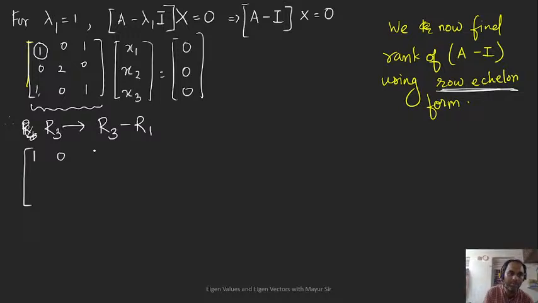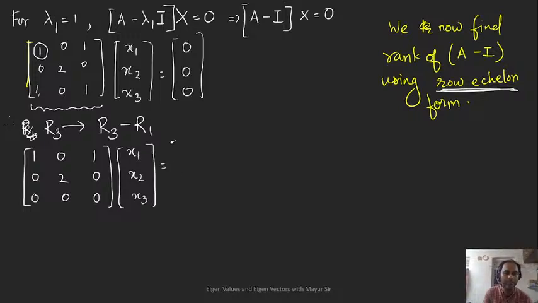So here it is 1 0 1, 0 2 0, and now what is the next one here? It is 0 0. Now see, 1 minus 1 is again 0. So here it is x1 x2 x3, 0 0 0. Okay, we have obtained our row echelon form. Okay, this is row echelon form. So here we now write this thing.